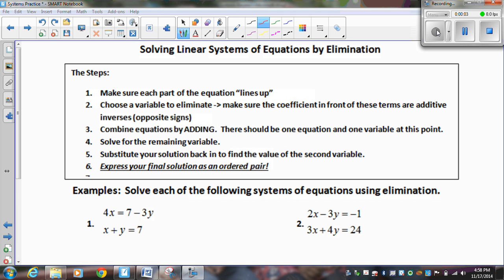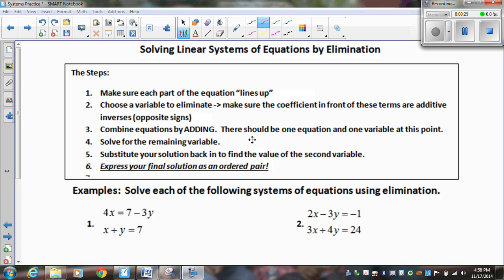Next, we are going to solve linear systems of equations by use of elimination. So if you read through the steps here, we're going to make sure each part of our equation lines up. What I mean by that is that we need to make sure that the x's are over top of each other, the y's are over top of each other, the equal sign is over top of each other, and the constant is over top of each other.